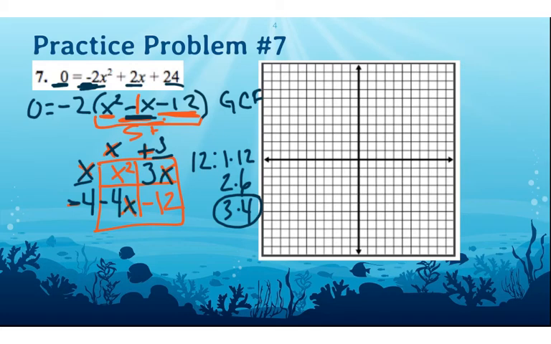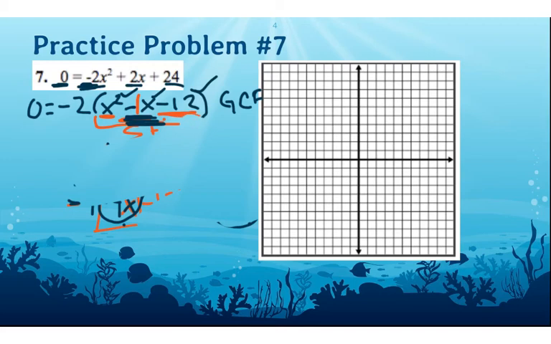When I combine these, negative 4x plus 3x gives me negative 1x. So I would have x squared, I would have negative 12, and 3x minus 4x, I would have negative 1x. Okay, so those are equivalent, but one is factored form. All right, so here's where I'm going to erase it. I told you I would. I can write those back in.